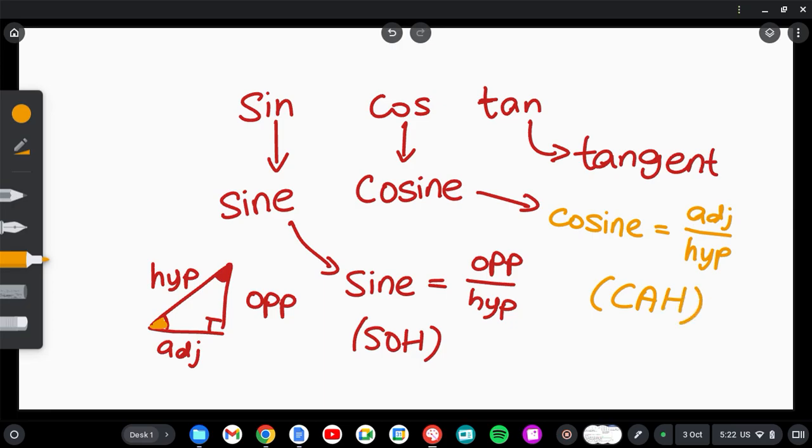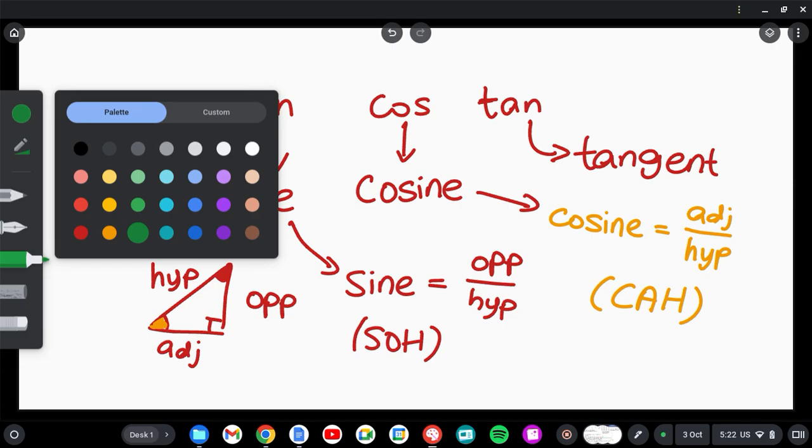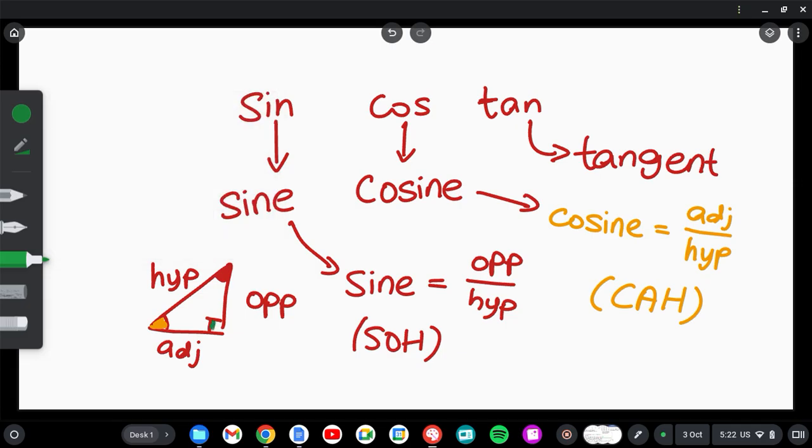Okay, and the last one is tangent. So tangent will be this one. Only formed by the legs. So you must write tangent is equal to opposite over adjacent. This is known as toa. Like Toa Payoh. Right, toa like Toa Payoh. Understand?